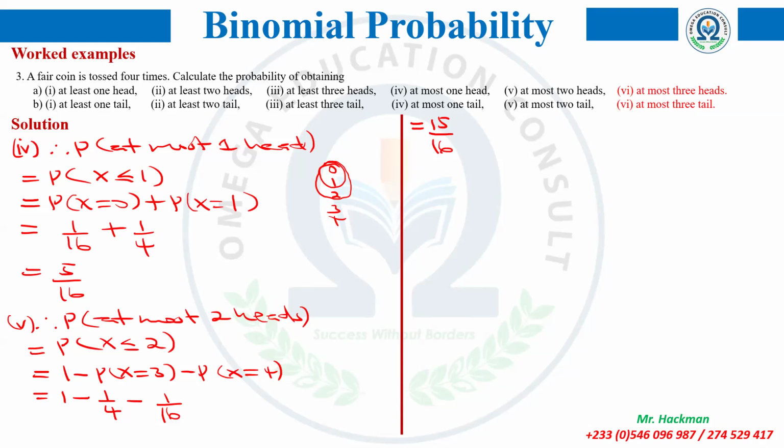Okay, Prof. Ama, is that you? Yes, please. I got 11 over 16 from this subtraction. Hey, you people, is it 11 on 16 or 15 on 16? It's 11. You are giving me reason to doubt you. 11 on 16.